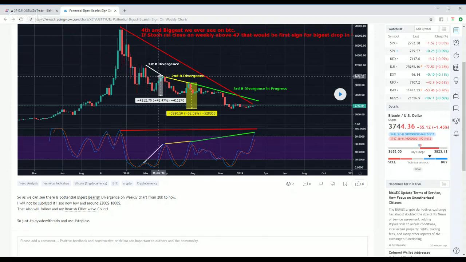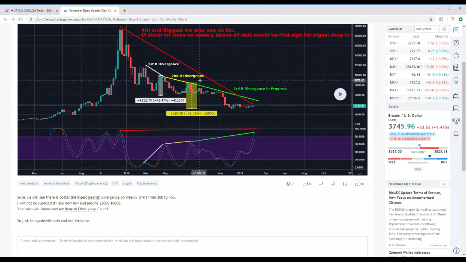You can see we put in a lower high on the price, very drastic higher high on the indicator here. The second one actually started from about the same time, about a month later, May 7th to July 30th. Same thing, lower high on price, higher high on indicator.